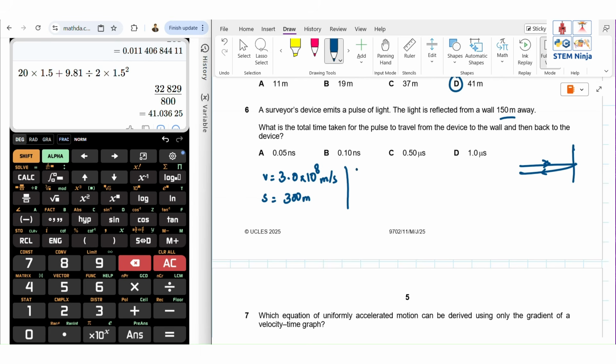So the time would be S over V, 300 over 3 times 10 raised to power 8. So this cancels out. We are left with 10 to the minus 6 seconds, also equivalent to 1 microsecond. So 6 is D.